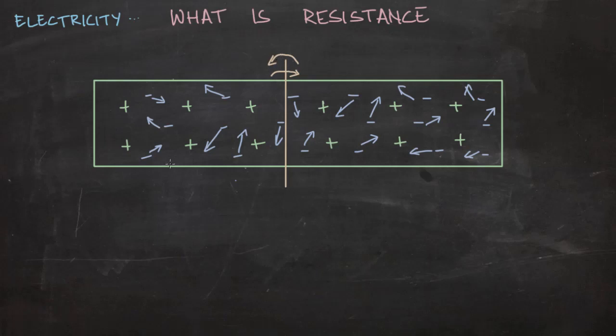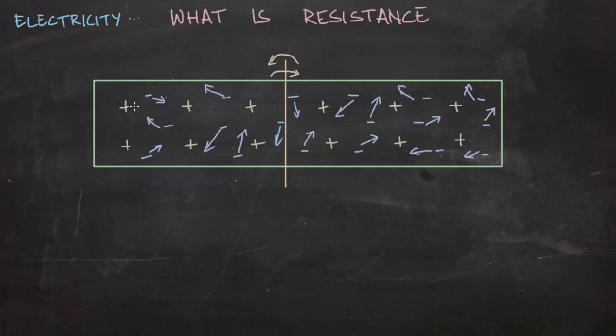That is, the net current across this is zero, right? That's why we said if you have some metal in your house and you touch it, you don't feel any kind of shock, right? That is because these electrons are moving about randomly, yet you do not feel any shock because the net current across any cross section of that metal is zero.